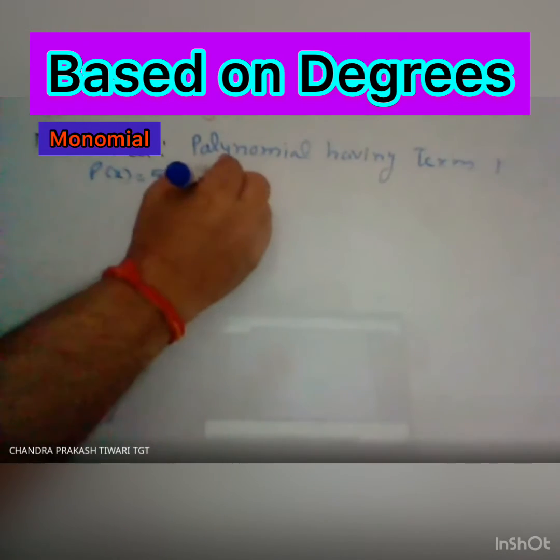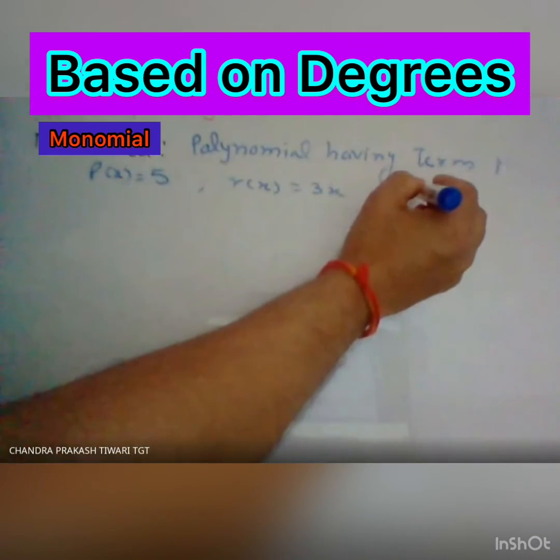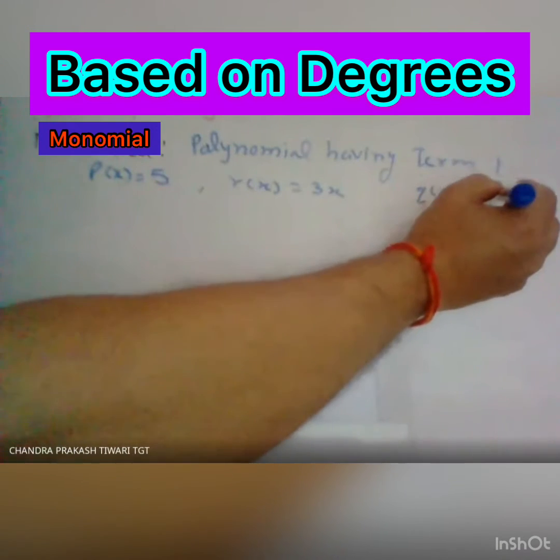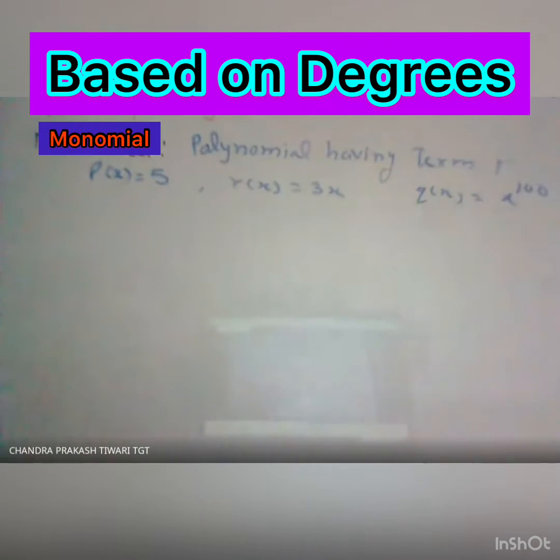Second example, r(x) equal to 3x. This is also a monomial. And one more example, q(x) equal to x raised to the power of 100. So this is also a monomial.